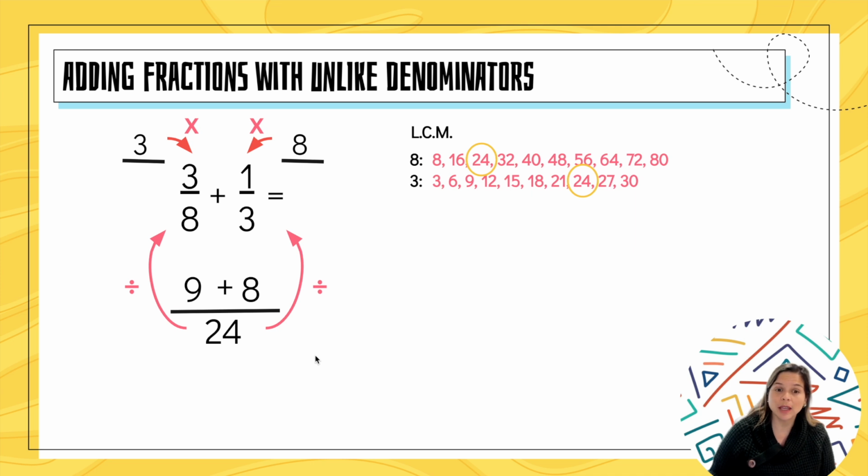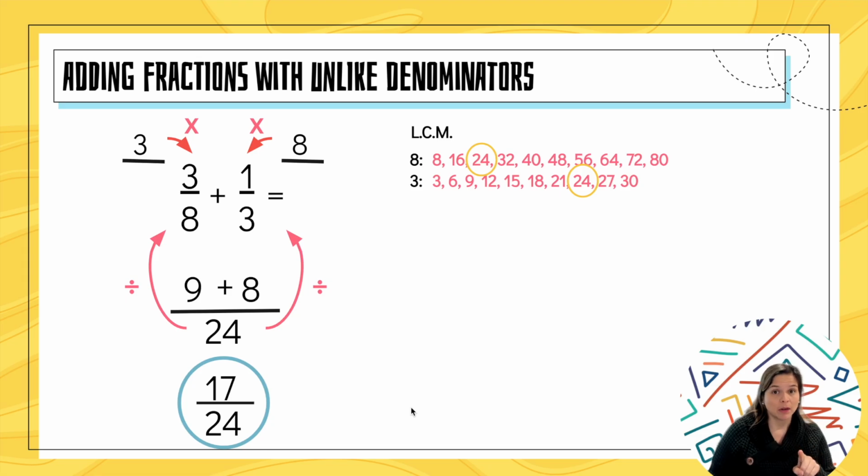So what do we do next? Easy peasy. We add the numerators. So 9 plus 8 is equals to 17. And we have our denominator that is 24. So 3/8 plus 1/3 is equals to 17/24. Great job. So remember, we need to practice this a lot so we remember every single step.